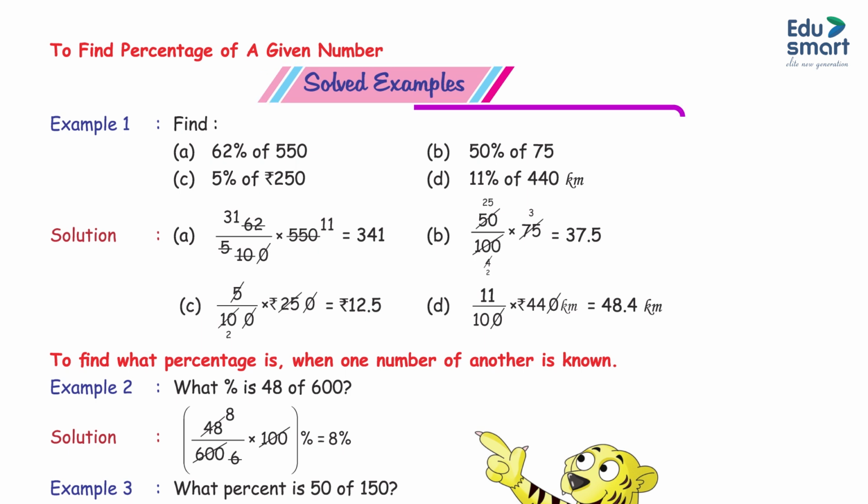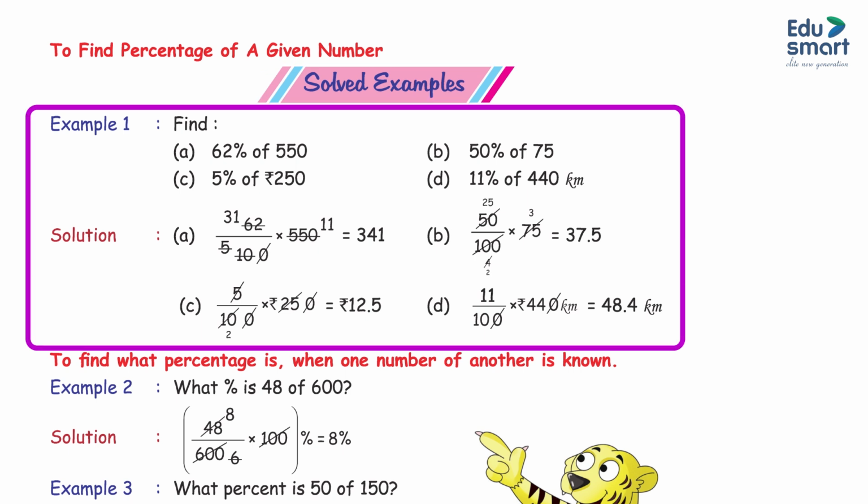To find percentage of a given number. Solved example. Example 1. Find A 62% of 550. B 50% of 75. C 5% of rupees 250. D 11% of 440 kilometers. Solution. A 62 upon 100 into 550 is equal to 341. B 50 upon 100 into 75 is equal to 37.5. C 5 upon 100 into rupees 250 equals rupees 12.5. D 11 upon 100 into 440 kilometers is equal to 48.4 kilometers.